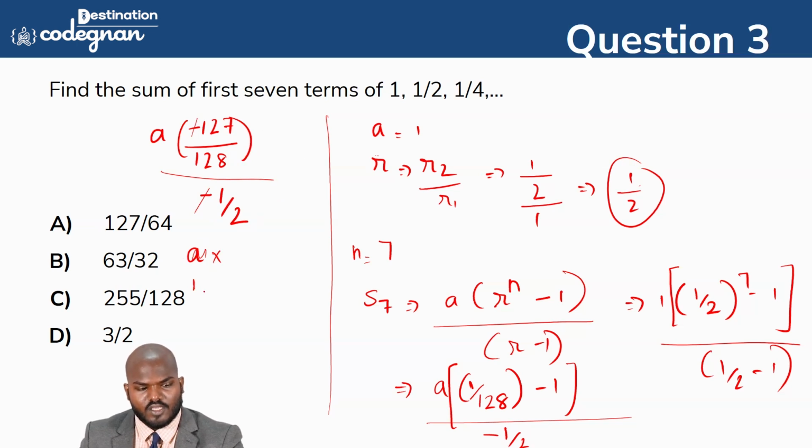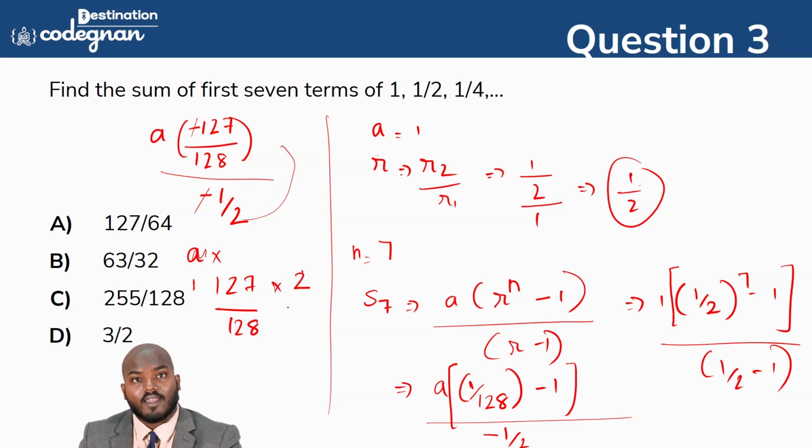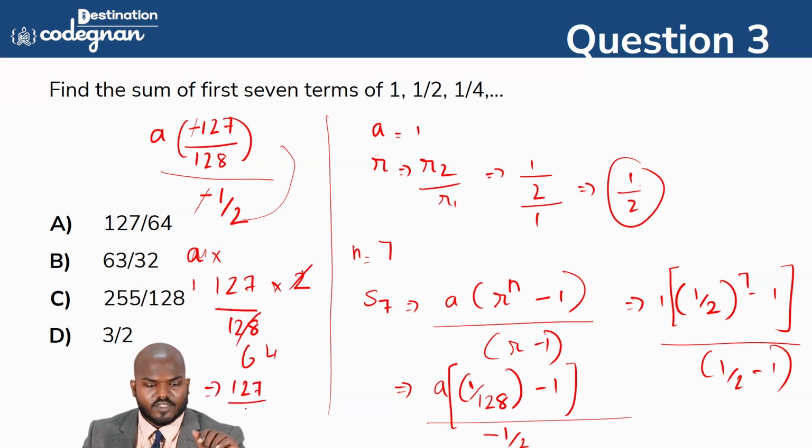So 128 is coming here in this place, right? You can call it directly. The 2 will come over there, so 127 by 128, times 2 will come. If the 2 comes this side, it will come in the multiplication. Now 2 gets cancelled. It will give you the value 127 over 64, which is the final answer of the question.